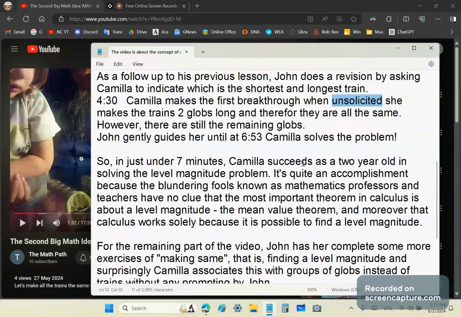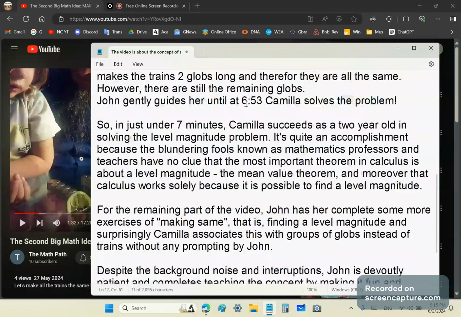But there are still the remaining globs. And so John gently guides her until just after 6 minutes and 53 seconds, Camilla solves the problem. 6 minutes and 53 seconds. If you don't believe me, let's go there.